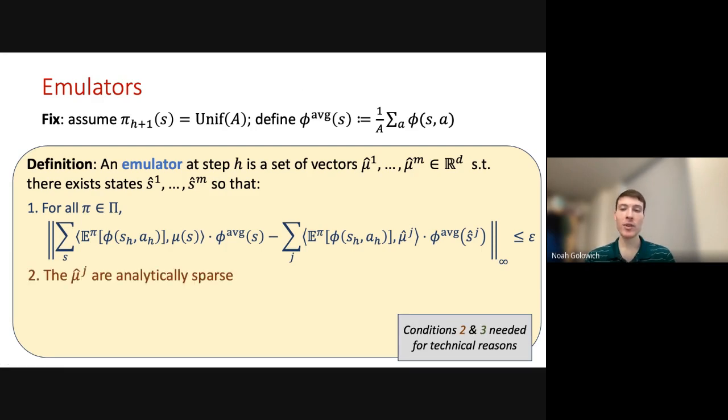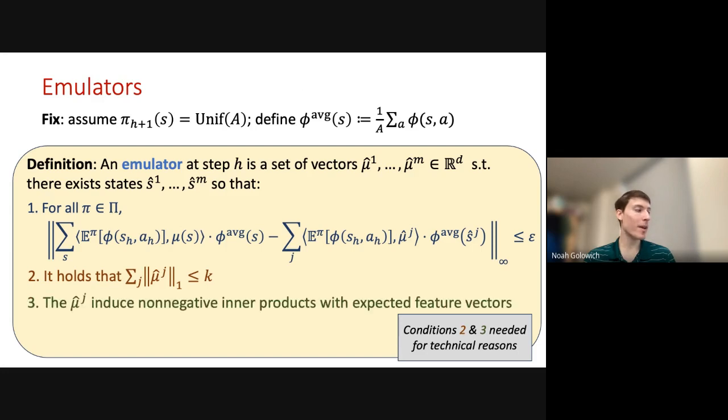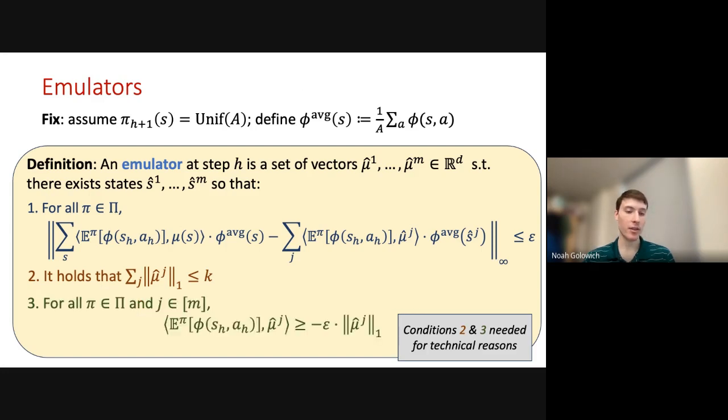There are some additional conditions which we need for technical reasons. First of all, the mu hat j must be analytically sparse, and in particular, the sum of their L1 norms must be bounded. Moreover, the mu hat j must induce non-negative inner products with the expected feature vector under any policy. That condition looks like this. This condition is somewhat natural because the value on the left-hand side of this inequality, namely the inner product between phi of s, a and mu hat j, in some sense should represent a probability, namely of reaching some imaginary state indexed by mu hat j at step h plus 1. And so, of course, we want that to be non-negative.